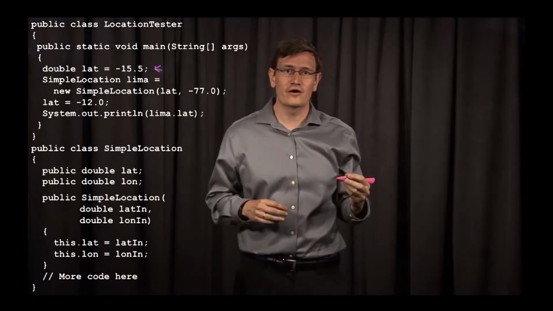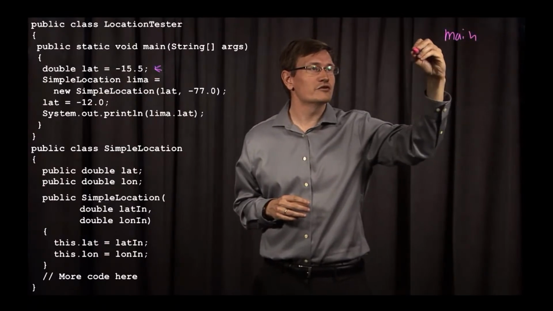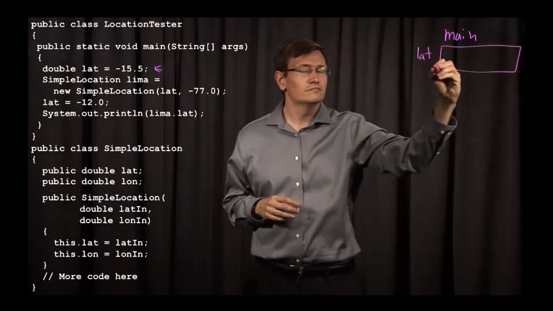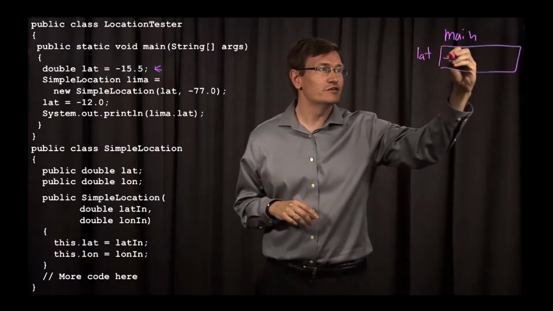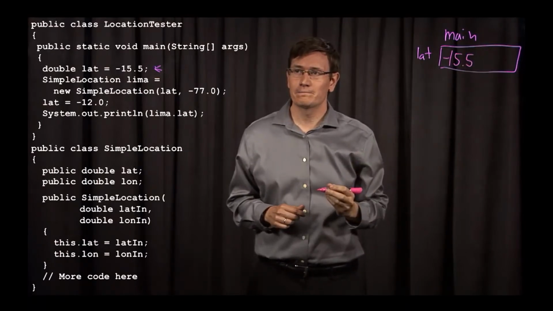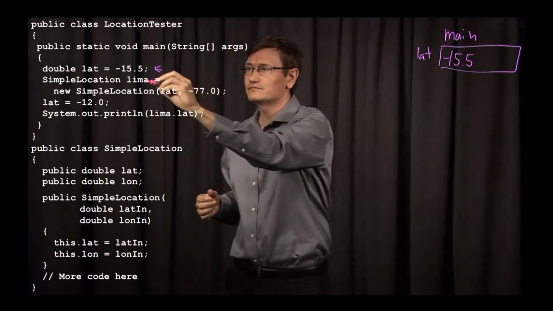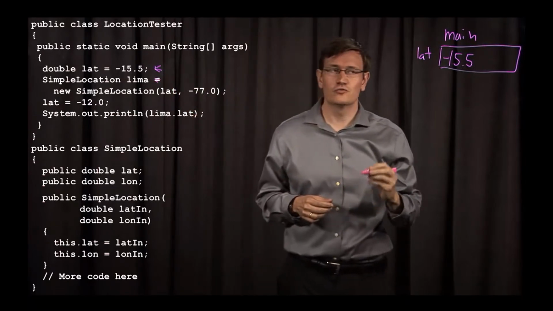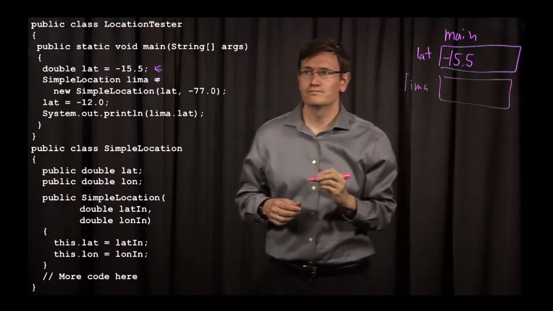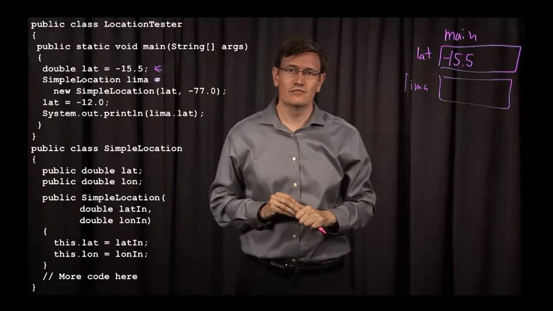So just so we know with all the memory diagrams, I'm going to start by creating a scope in main, and I'm going to declare space for a variable named lat. The first thing I'm going to do then is fill that with minus 15.5. And that does the first line of code. Next step, we're going to create a new variable called lima, right over here. And that's just a reference. Then we call new simple location, pass it a lat, and a minus 77.0.